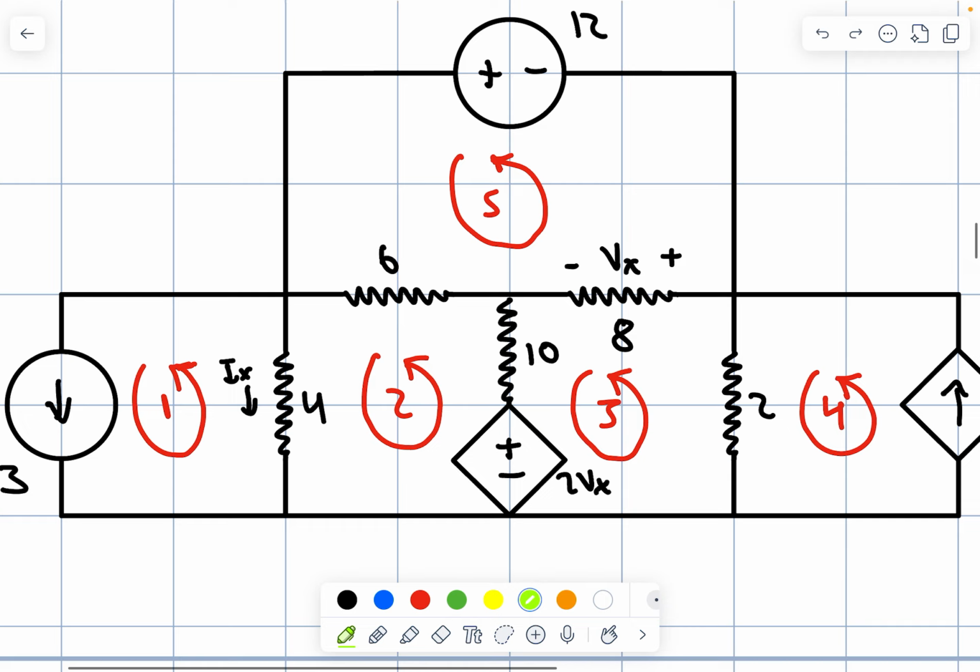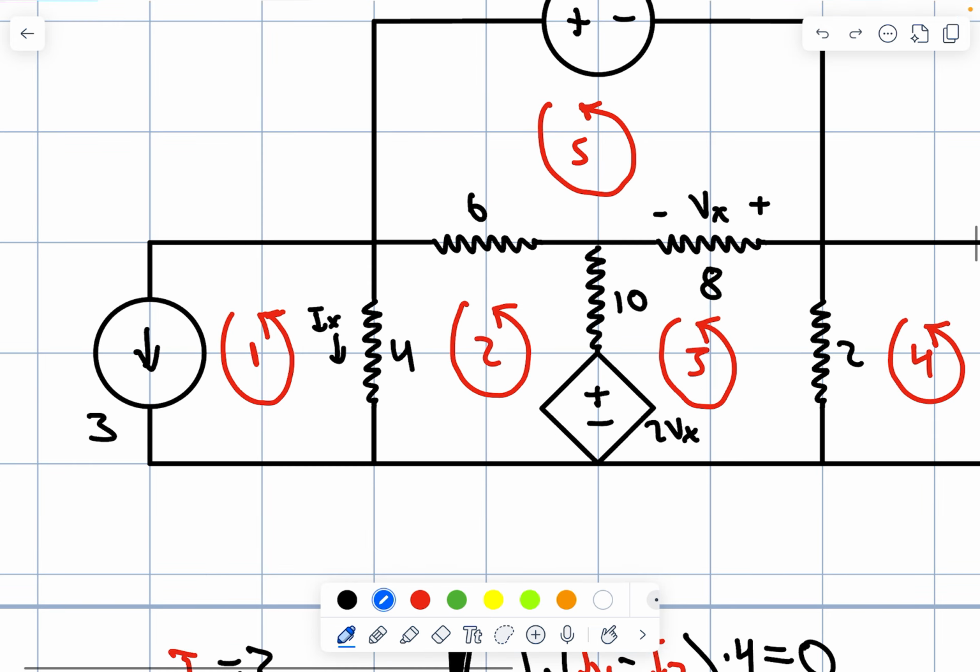And the first thing you need to do, I've kind of written it in already here, is determine what direction you want your loops to go in. I've made mine go counterclockwise. And the reason I've done that is because, if you'll notice here, this loop goes in the same direction as this current source here.